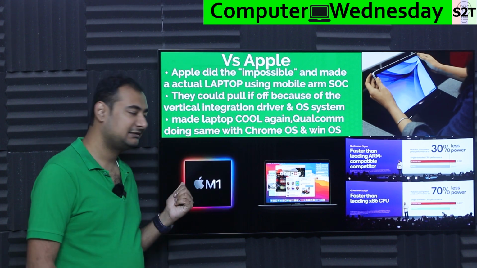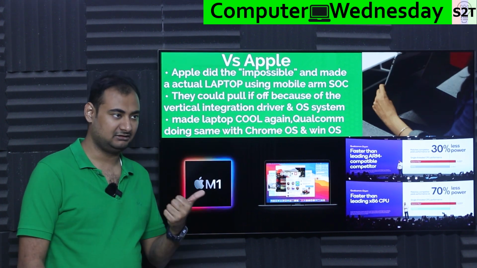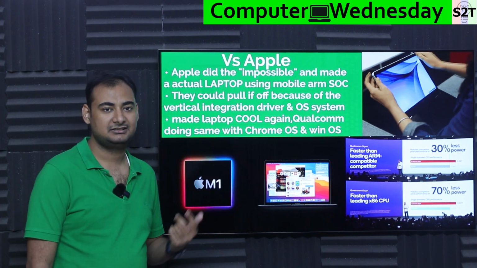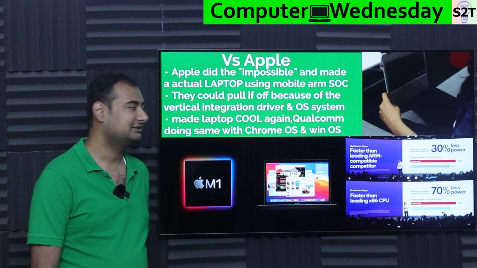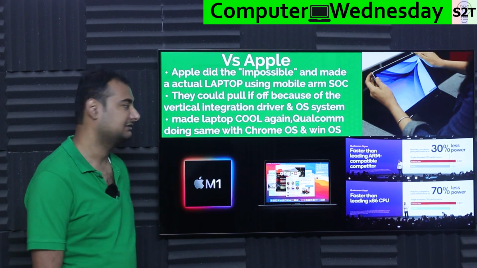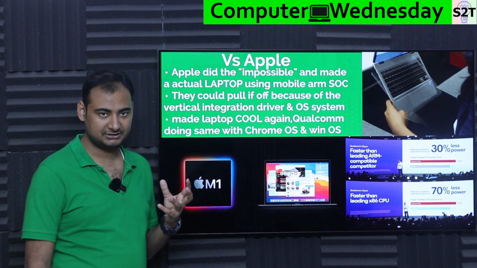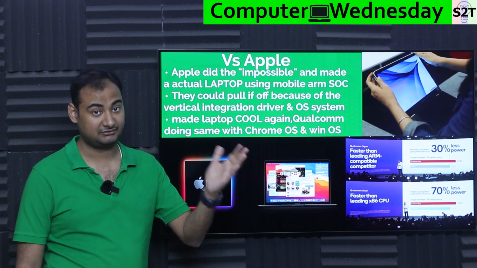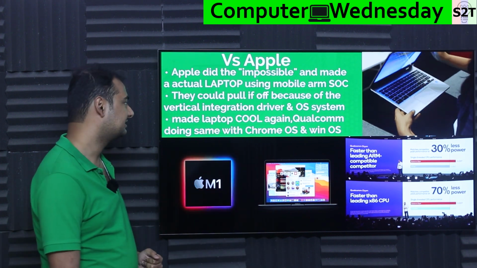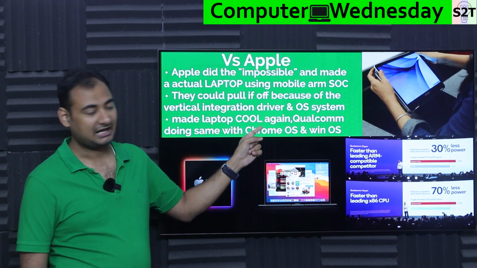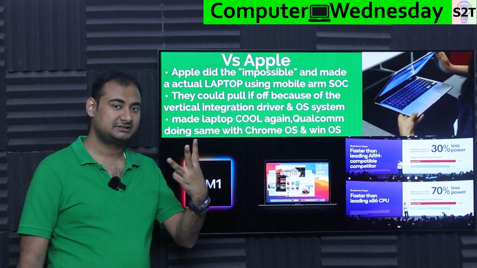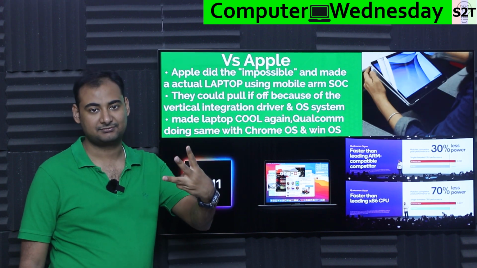Now, how the heck could they pull it off compared to everybody else? Neither HP did it, nor Dell, nor Lenovo, nor Microsoft. It's simply because they have vertical integration. Meaning, when they jumped from Intel's x86 to ARM holding designs, they had control over the drivers and the OS itself. So there are three things: you have hardware, you have drivers, and you have the operating system.